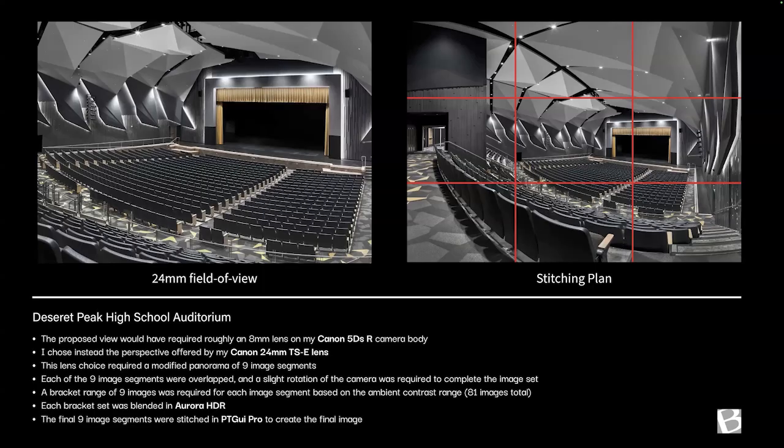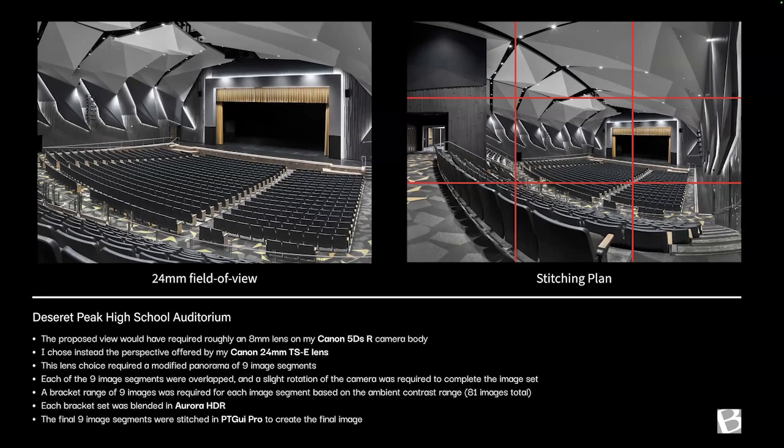So I ended up metering this, and my meter told me that in order to put this together, I couldn't light this necessarily, but in order to blend this, I was going to have to do bracket ranges of 9 images. That's 81 images total that I was going to have to capture.